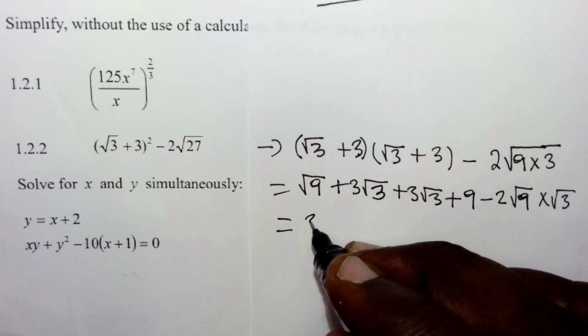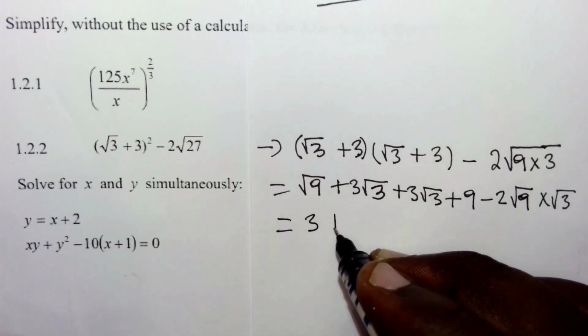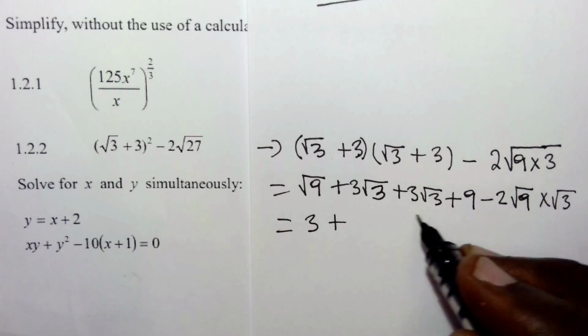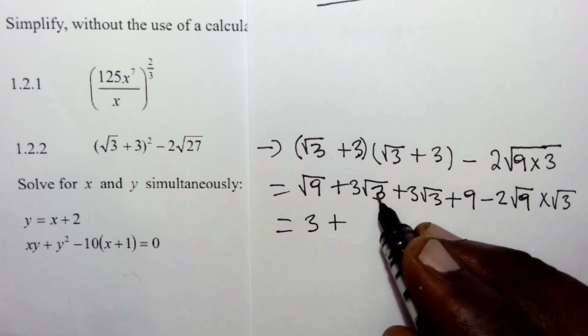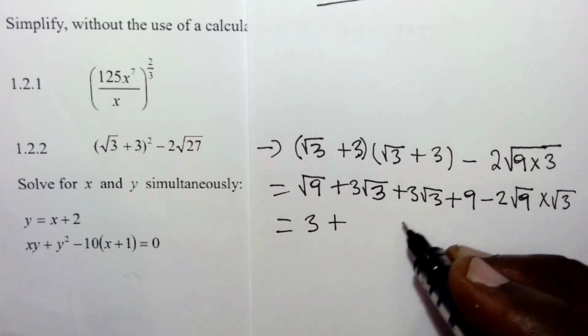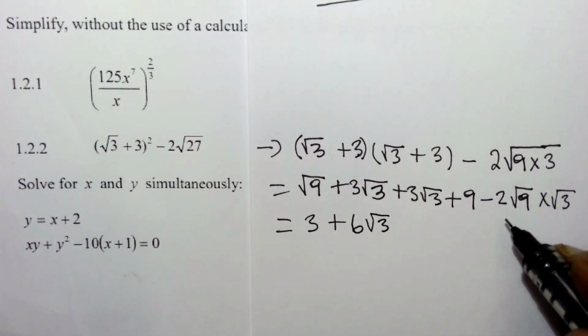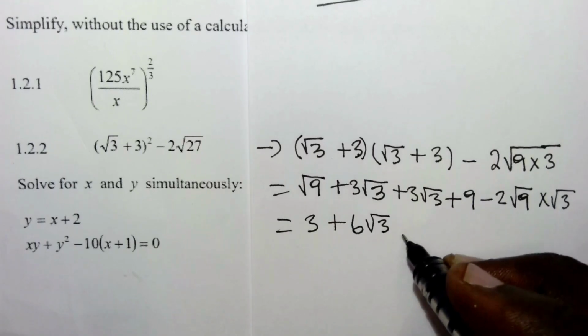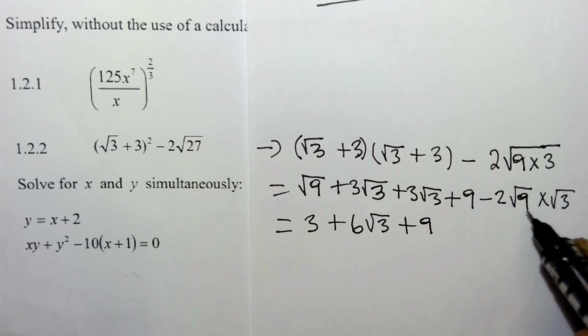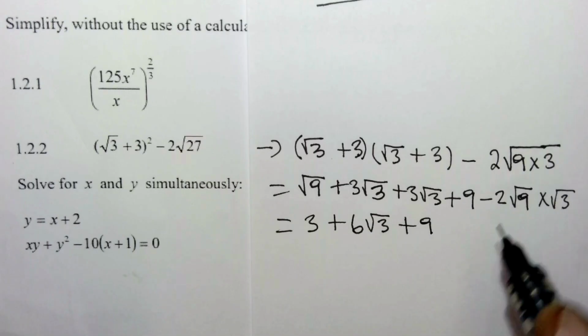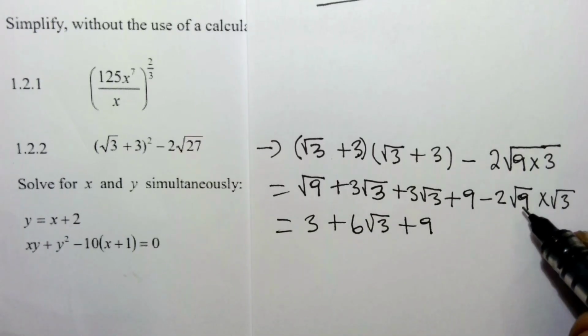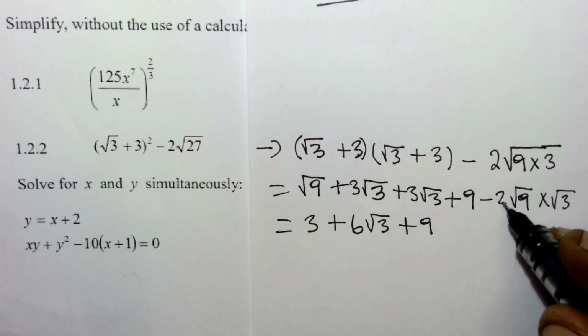Look at this one. This will be 3. Look at this one. If we can simply add this one's like terms, we have 3 root 3's here. We have 3. So when we add them, we have 6 of them. So when it comes here, we have this plus 9. This one is going to be 3. It's the same as this. So we are left with 3.